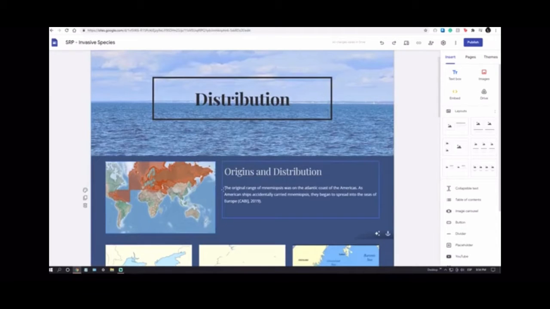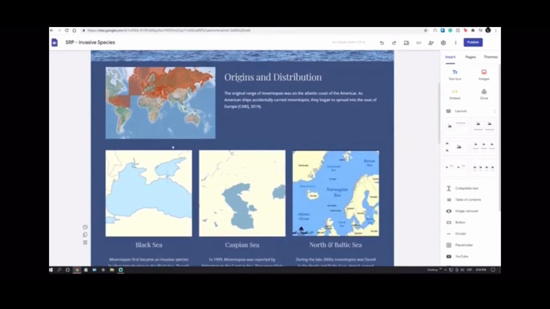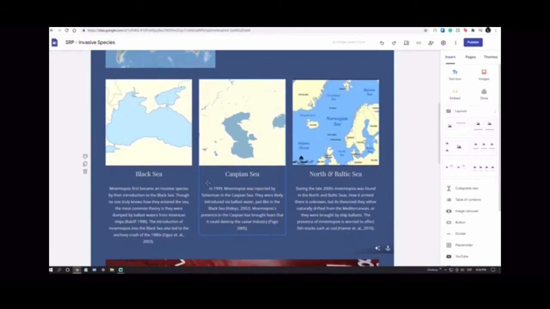The next page is the distribution page, which showcases the range of Mnemiopsis as an invasive species. So here we have on this map, again, Mnemiopsis' original range in the Atlantic coast, as well as its new ranges in Eurasian seas. If we scroll down here, we will look at more specific seas, such as the Black Sea, Caspian Sea, and North and Baltic Seas.